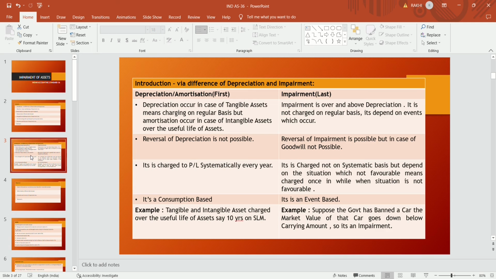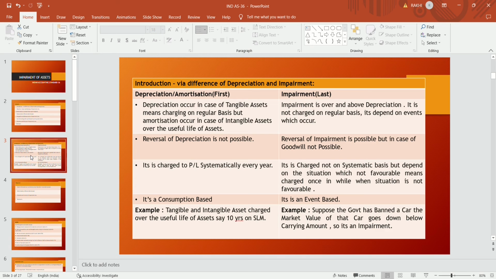Impairment loss is not regular in nature, it is on a situation basis, event specific. Impairment is over and above depreciation. It is not charged on a regular basis because impairment is on some events, not on a systematic basis like depreciation. Impairment is to be charged on some instance. It depends on the event which occurs, which is an unfavorable event.